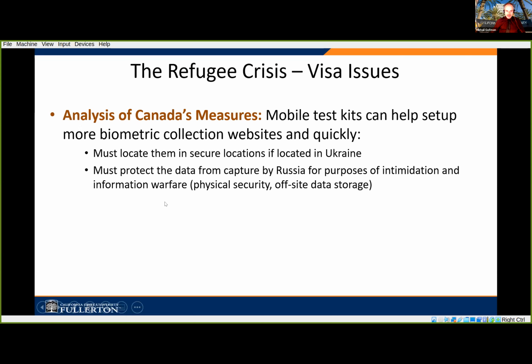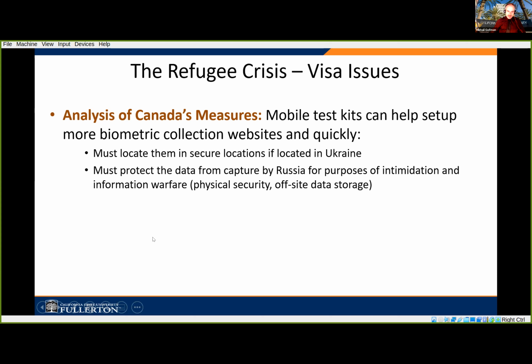Now, the measure to deploy biometric test kits is also a good measure because this will allow rapid deployment of more biometric scanning sites across Europe, thus allowing Ukrainian refugees seeking asylum in Canada to not have to travel to distant offices. However, rapid rollout of biometric sites does bring concerns as well, because those sites can become targets, for example, for theft of the information by the Russian side, and then the use of that information for intimidation.